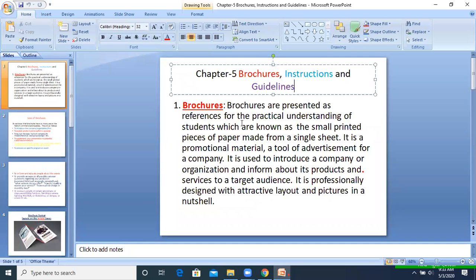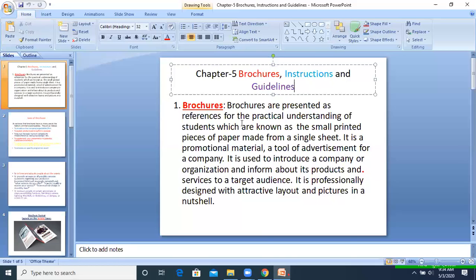Students, which are known as a small printed piece of paper made from a single sheet. It is a promotional material, a tool of advertising for a company. It is used to introduce a company or organization and inform about its product and service to a target audience. It is professionally designed with attractive layout and pictures in a nutshell. Thank you very much for your comprehensible reading.